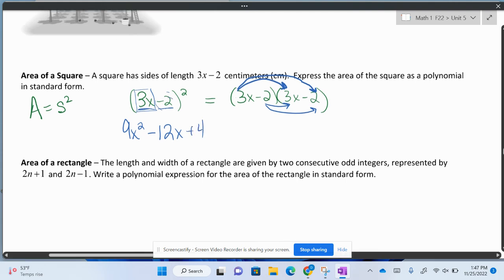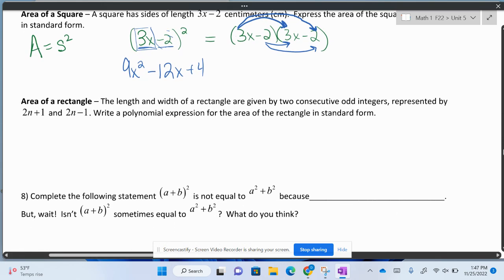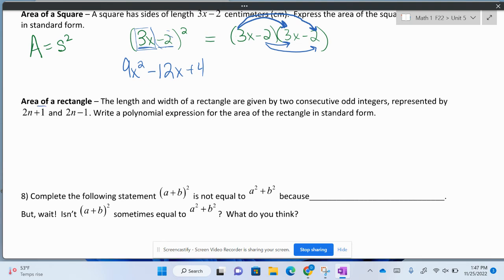Okay? All right. The length and width of a rectangle are given by two consecutive odd integers represented by 2n plus 1 and 2n minus 1. Write a polynomial expression for the area of the rectangle. Well, again, area is just multiplication. So we're going to take the length and multiply it by the width.